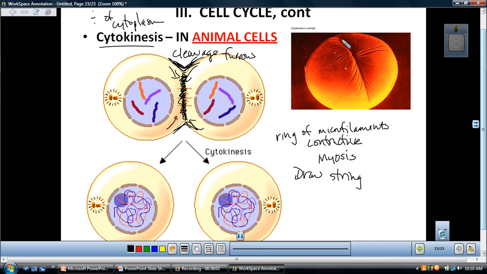Here's a true picture, I love this picture. You can see the contractile ring pulling in right there, creating a deepening cleavage furrow. That'll eventually go thicker and thicker and thicker, and eventually that will be one cell and one cell. So when it's done, here's your two new cells.